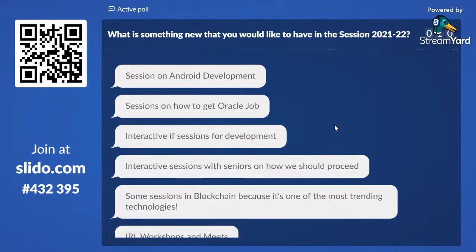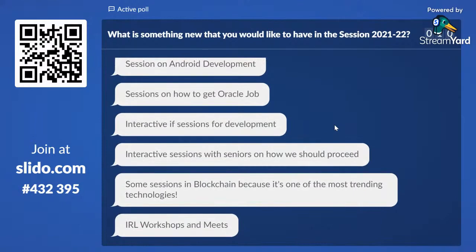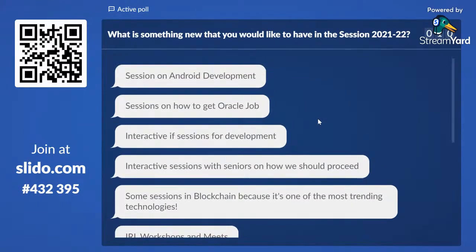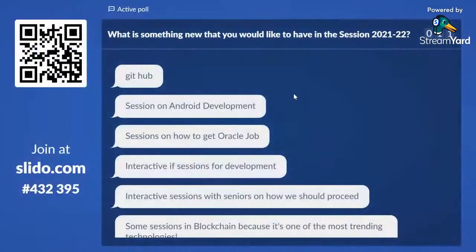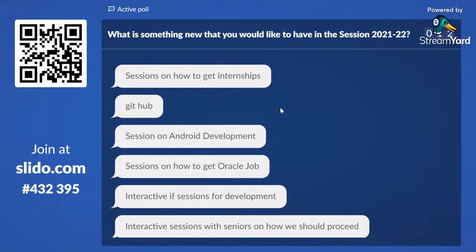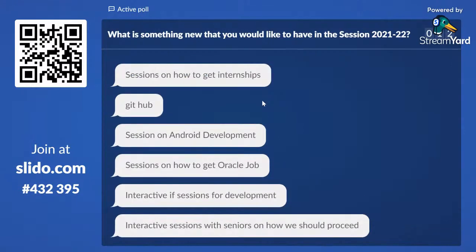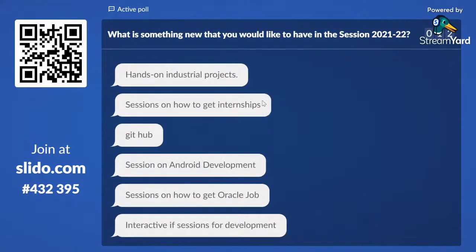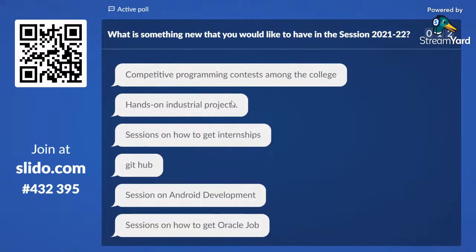Interactive sessions for development. Okay, session on Android development. We've talked about that. Sessions on how to get an Oracle job. Okay, I'm really sorry, the slide just changed. GitHub, yeah, absolutely. Before we go into the open source stuff, we'll be having a session on Git and GitHub as well. Sessions on how to get internships. Absolutely, that is a perfectly good idea.